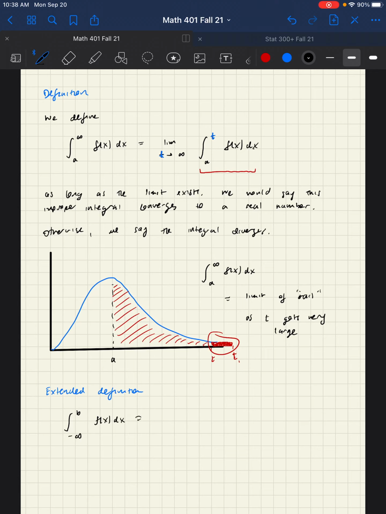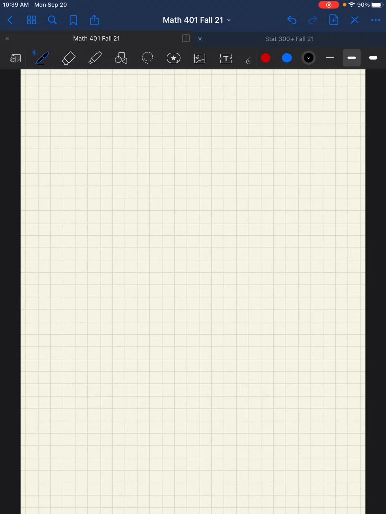We can similarly define the integral from negative infinity to b of f of x dx as the limit as t approaches negative infinity of the integral from t to b of f of x dx. So same idea, except the limit is on the left. Technically, these are left-hand and right-hand limits, respectively. But again, provided the limit exists. If the limit exists, we say the integral converges. If it doesn't, the integral diverges.